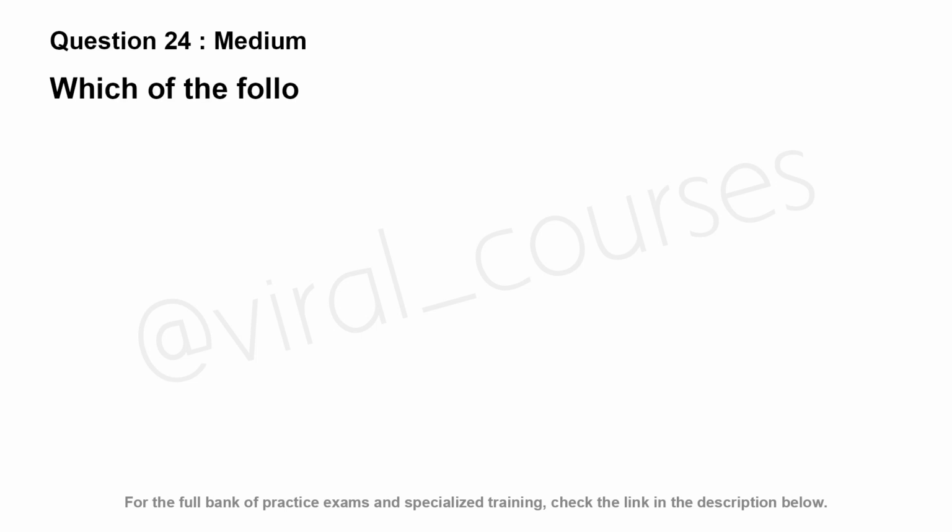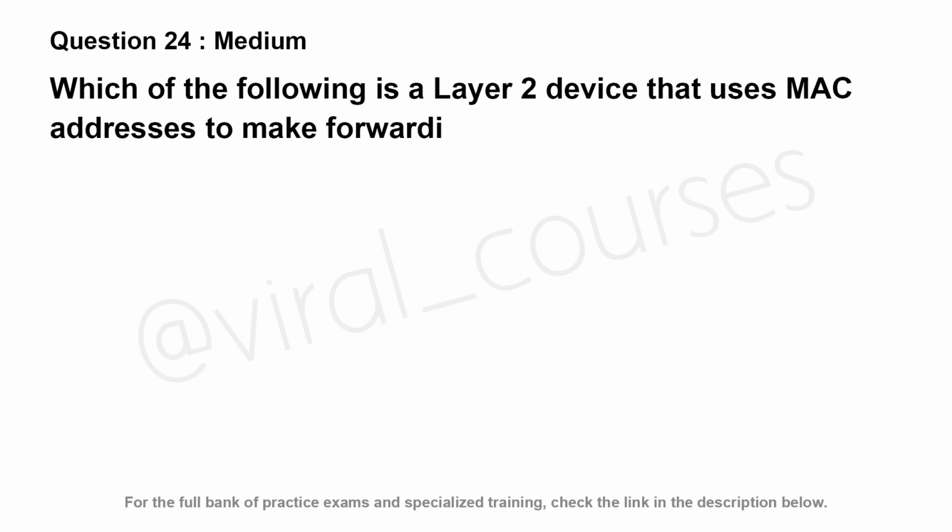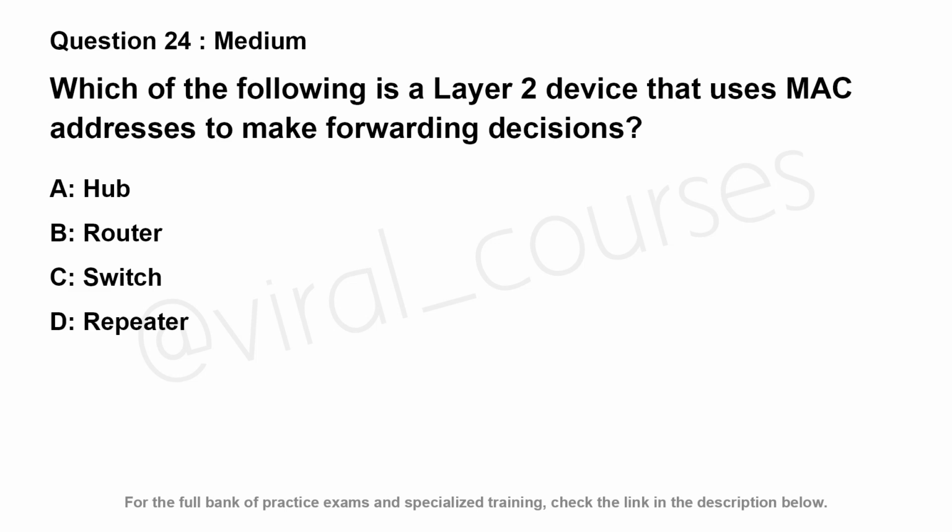Which of the following is a Layer 2 device that uses MAC addresses to make forwarding decisions? Option A, hub. Option B, router. Option C, switch. Option D, repeater.